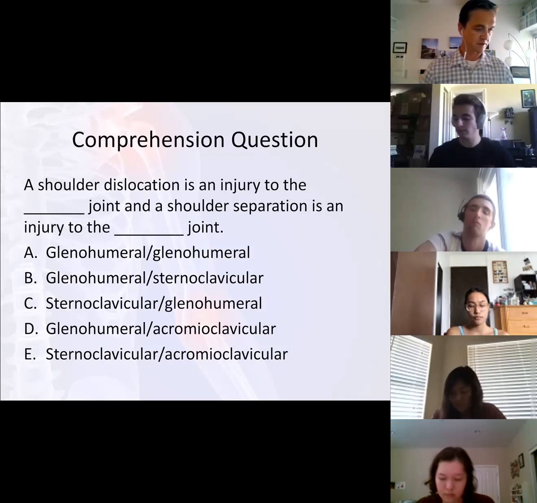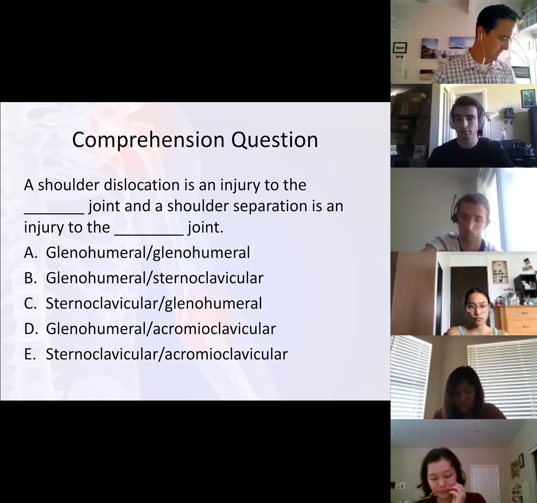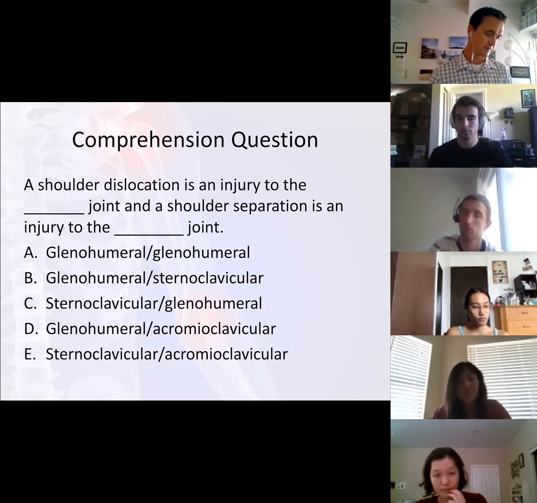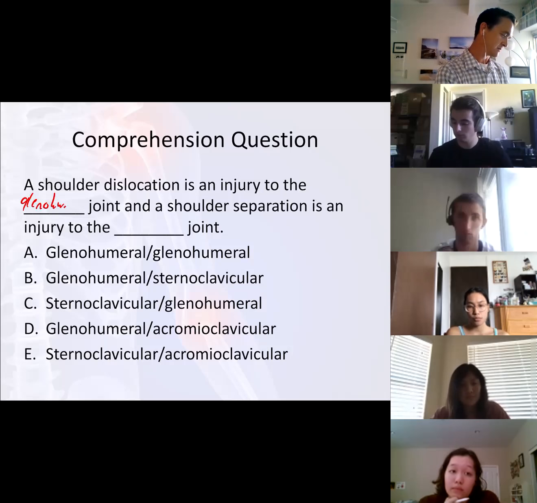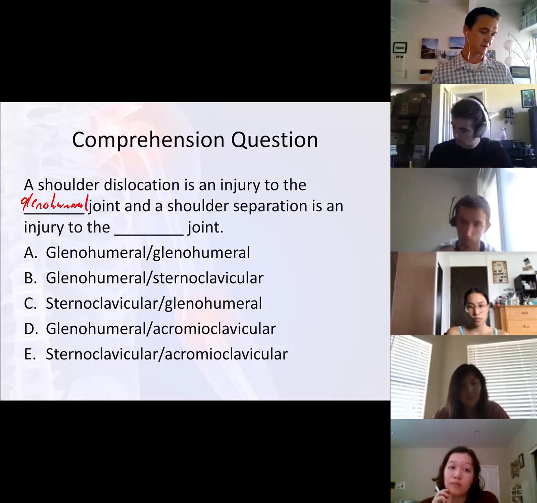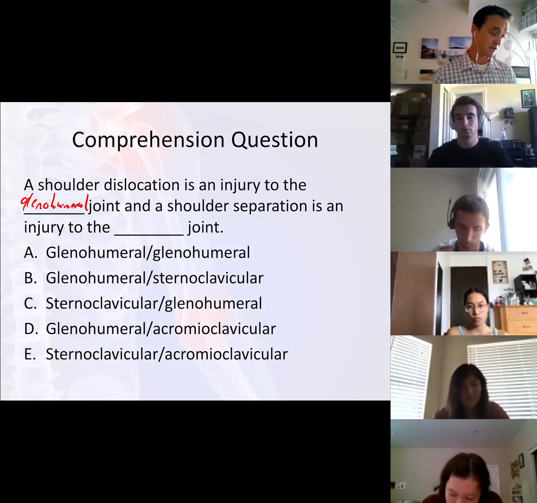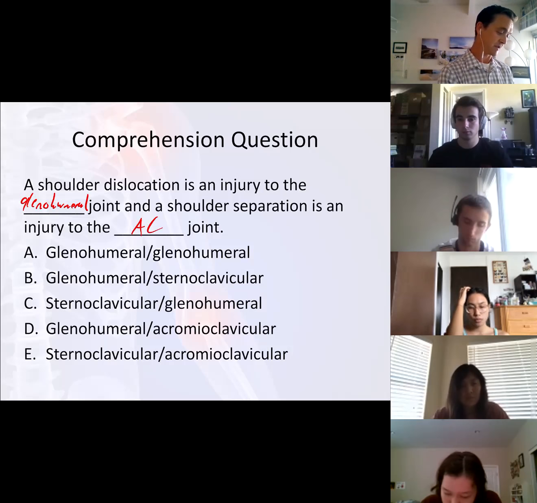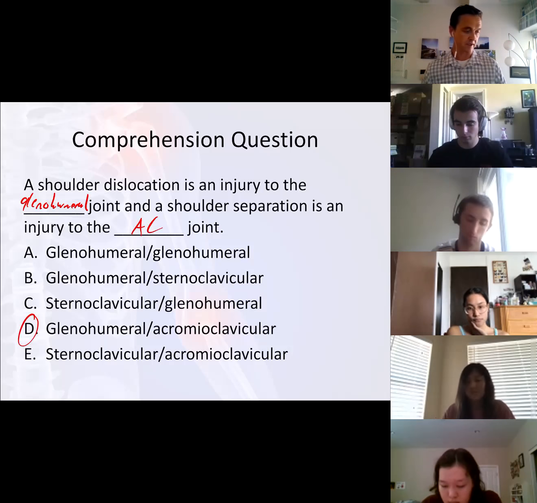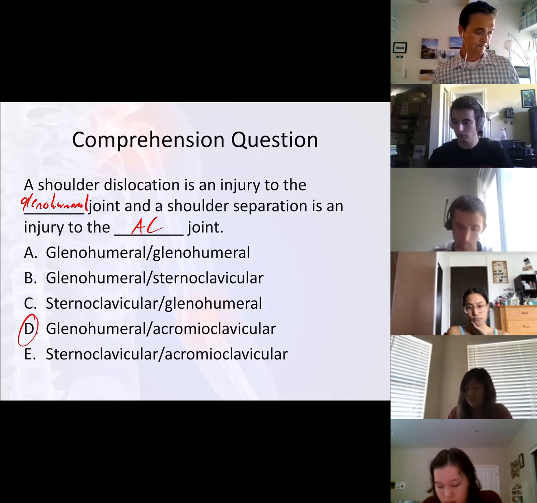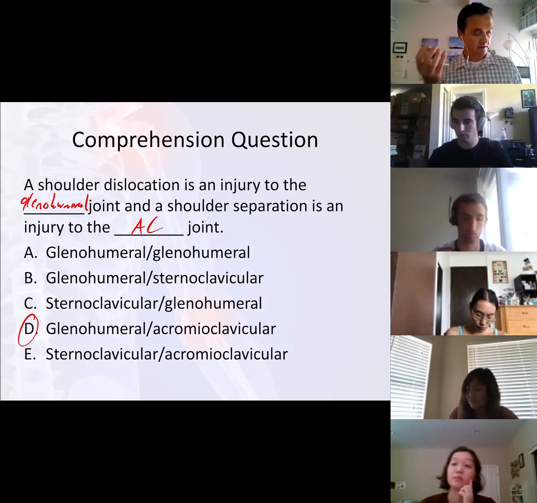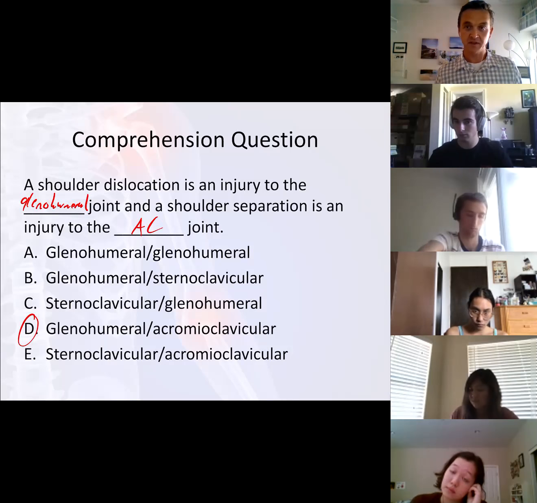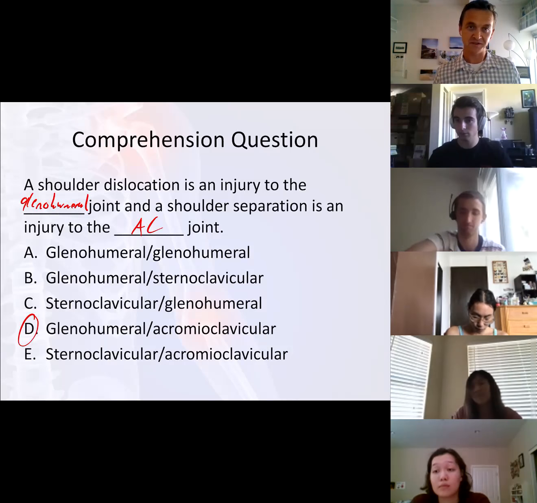A shoulder dislocation is an injury to the blank. D and B both have glenohumeral there, so that's definitely true. So this is glenohumeral. And a shoulder separation is an injury to the blank joint, and that's going to be the AC joint, the acromioclavicular joint. So D is our correct answer there. We can damage our sternoclavicular joint. It's just not called a shoulder separation when we do. It doesn't have a cool name like that as far as I know. It's just a sprain.